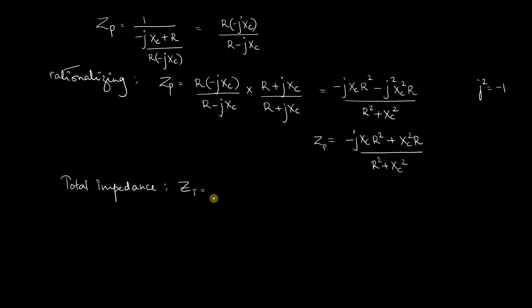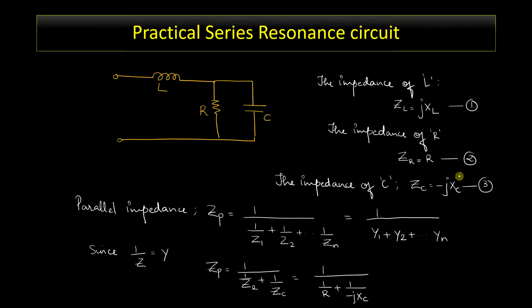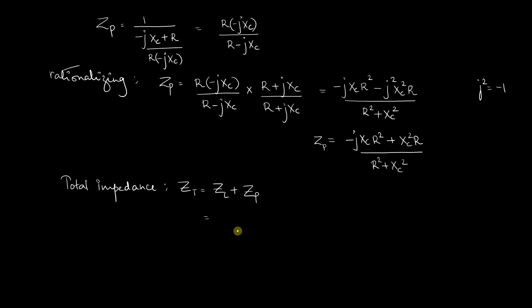So I can write the total impedance to be equal to ZL plus Zp. ZL, as you can see, we have computed from equation 1, and that is equal to jXL plus this particular term, that is XC square R minus jXC R square divided by R square plus XC square. Okay, so this is the total impedance.